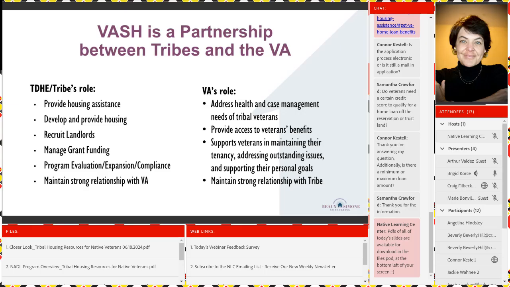If you do use it as a tenant-based model and provide rental assistance to private landlords on behalf of your veterans, your role would also be to recruit landlords, manage the grant funding along with the policies and procedures that come with it. So this is a HUD grant, it's a period of performance grant. You have to renew it every year. And if you don't spend that grant down in the year that it's awarded, all of that money returns to HUD at the end of the performance period. There's no extensions on it.